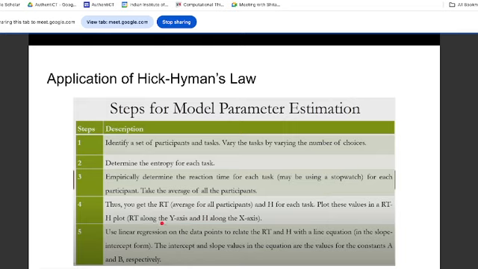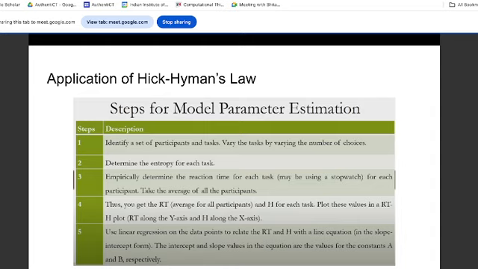RT will be alongside the y-axis, H will be along the x-axis. Now you use the linear regression on the data points to relate the RT and H with a line equation. While reading this, it may seem like a big difficult task, but there are now tools that will give you the linear regression fit, and then they will also predict the values of a and b for you.